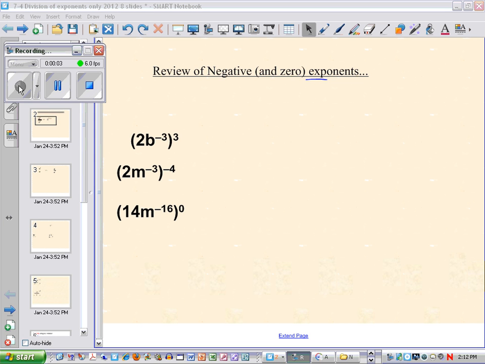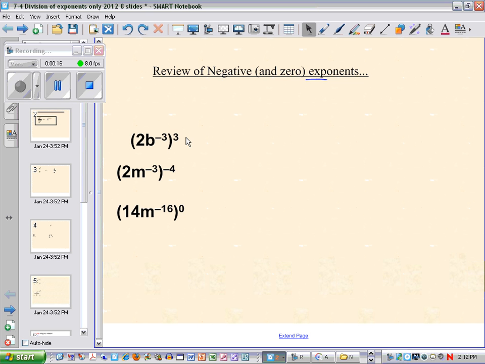Okay, so we've got 7.4, division properties of exponents. So let's do a review real quick of negative exponents and zero exponents.